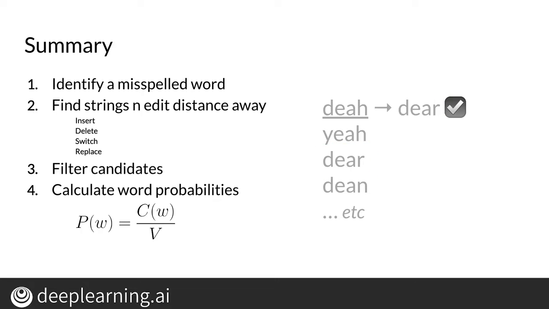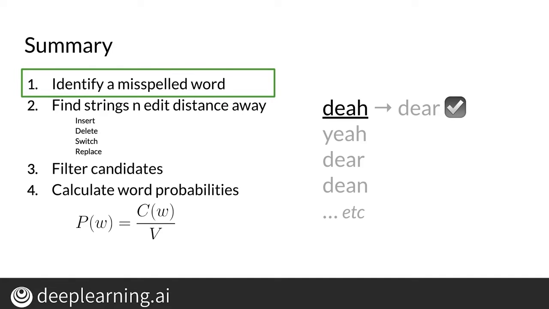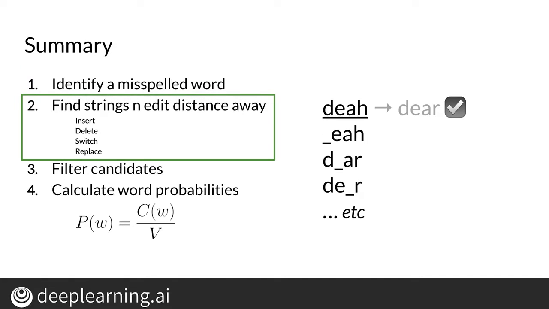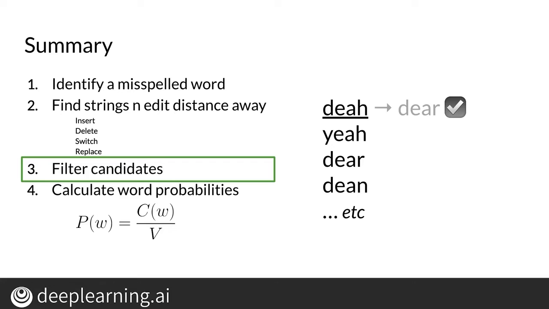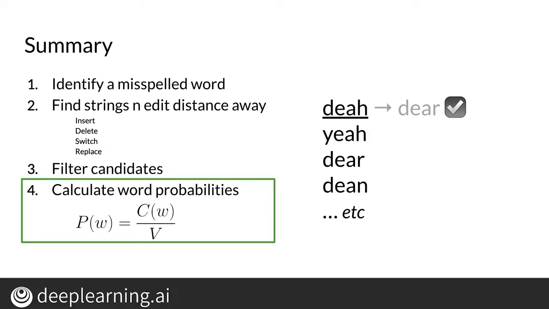And that's it. In summary, to implement autocorrect, you did the following. You entered a word to correct, for example, the misspelled word deah, D-E-A-H. Then you followed the 4 steps inside the autocorrect model to get its replacement. You identified deah as being misspelled by checking it against known words. Then, you made a list of all the strings that are n edits away. You filtered this list of strings to include only the ones that are actual words in a given dictionary. And then you calculated the word probabilities for each of these words. You selected the word with the highest probability as the autocorrect replacement, and that was it.